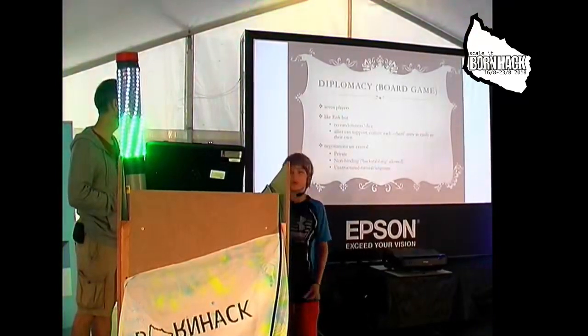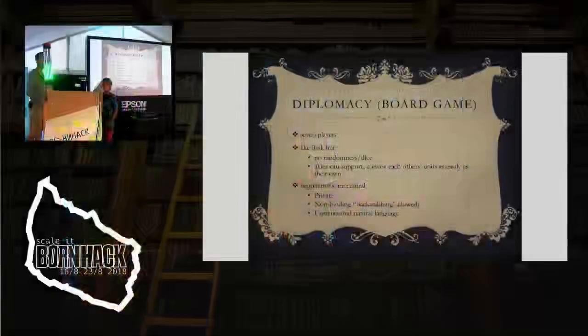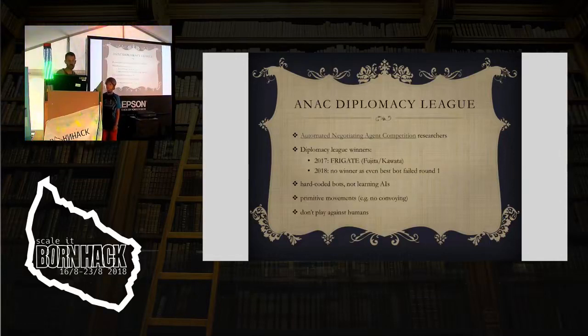But you don't have to do what you say. You can say that you will support them, but then you can actually backstab them. So one of the challenges posed is that unstructured natural language processing plays a central role in games of diplomacy, and also it has more than 2 players, and so the question of which ones to ally with and against is important. So there is a diplomacy league.